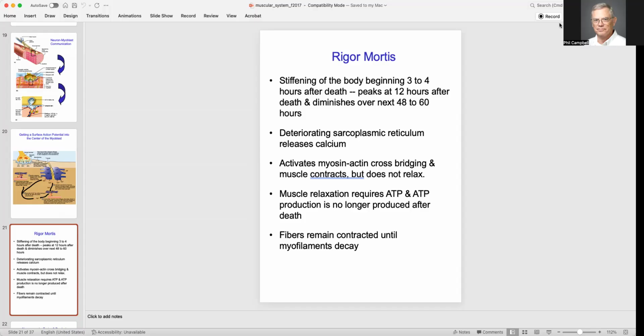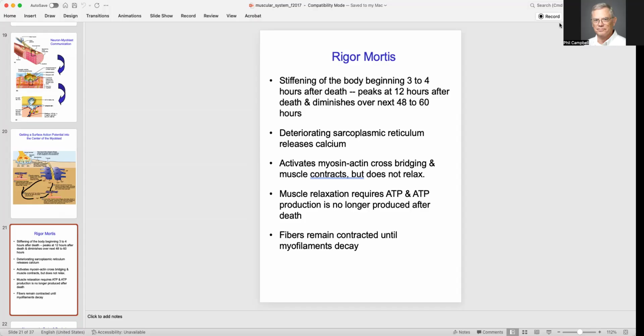The calcium then leaks out, increases the calcium in the cytoplasm. It binds to the troponin complex. You don't have to be alive for this. Everything's ready and cocked and ready to go. It doesn't matter that you're dead. The calcium then saturates the troponin complex, and we have contraction.